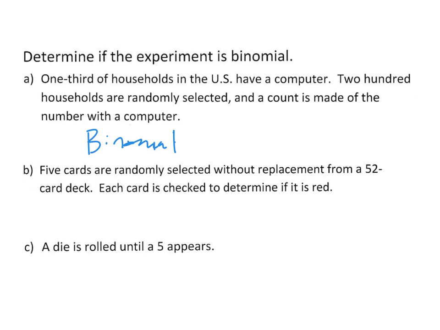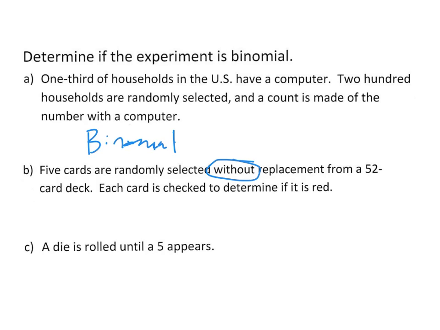2 outcomes. What are my outcomes for B? Can I have them? Red or black. So it satisfies that one. Are there a fixed number of trials? Yes. What's that? 5. Okay, we're going to draw 5 cards out. Are the outcomes independent of each other? Yeah, no, they're not. Why are they not? There's no replacement.